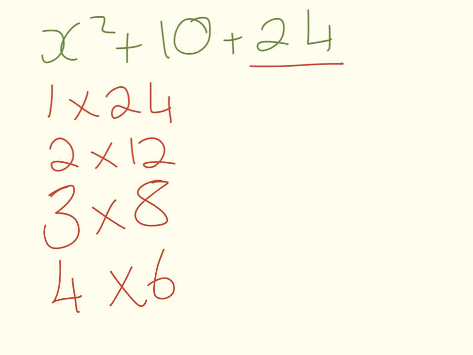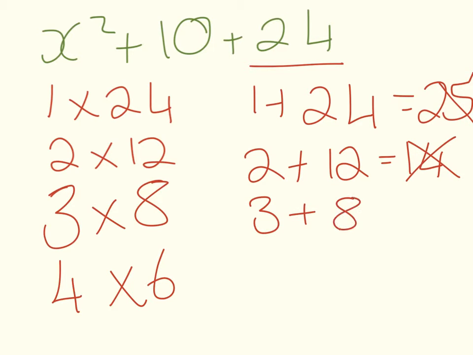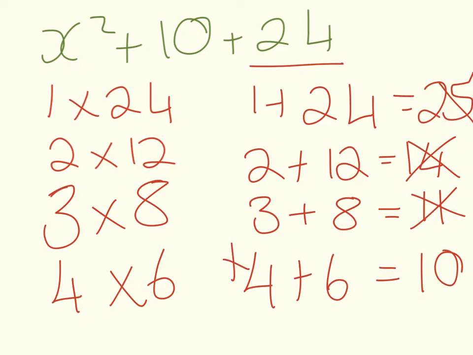So 1 plus 24 gives me 25, and that's not 10. 2 plus 12 is equal to 14. That's not 10. 3 plus 8 gives me 11. That's not 10. 4 plus 6 is equal to 10. So 4 plus 6 is the combination we're looking for.